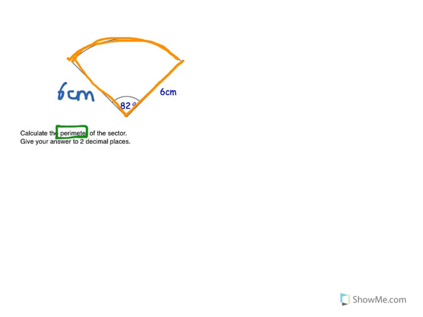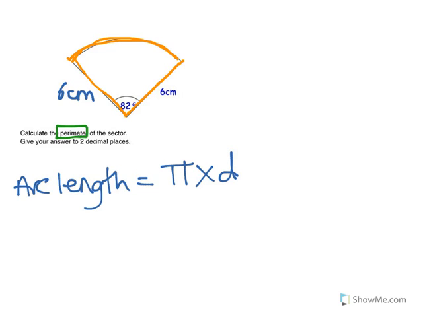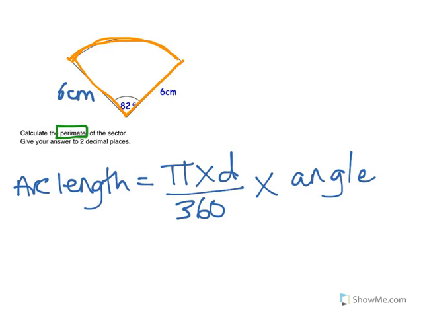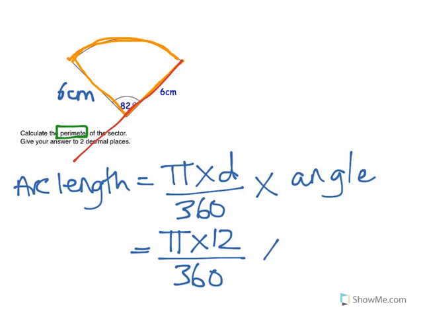So remember, arc length is calculated by doing pi times the diameter, because that will give you the circumference of the full circle, divided by 360 to find 1 degree, and then times by the angle that you want for your particular question. So in this one, let's have a think about what that means. So it's pi times, now the diameter is the full way across the circle, so I need to double that 6, which is going to give me 12, divide by 360 and times by the angle that we're after, which is actually this 82.